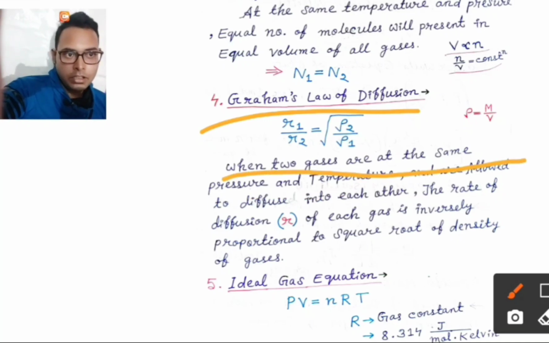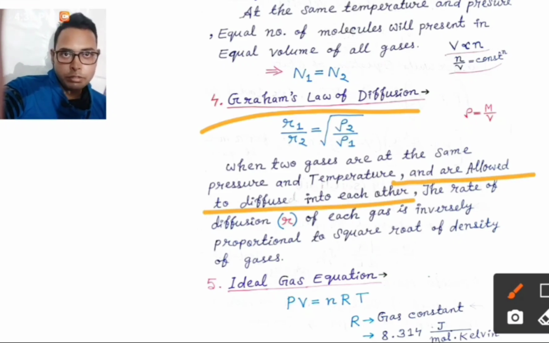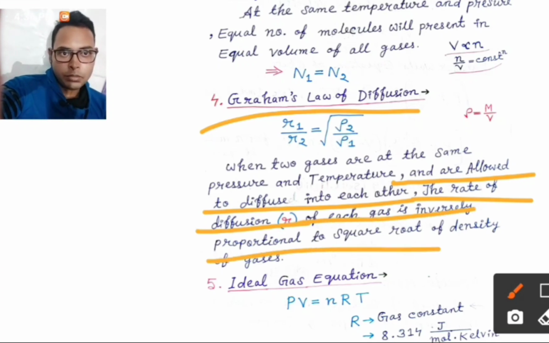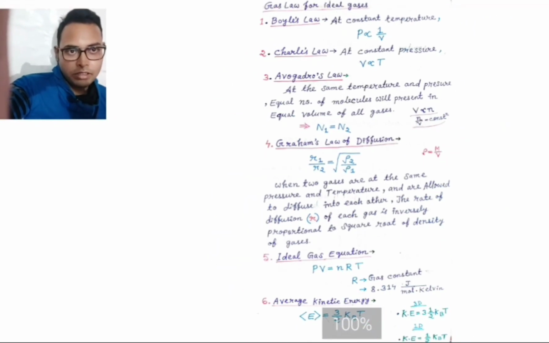At the same pressure and temperature, when two gases are allowed to diffuse into each other, the rate of diffusion, this small r is the rate of diffusion of each gas, is inversely proportional to the square root of density. The rate of diffusion will be inversely proportional to the square root of density of that gas. That is really interesting.